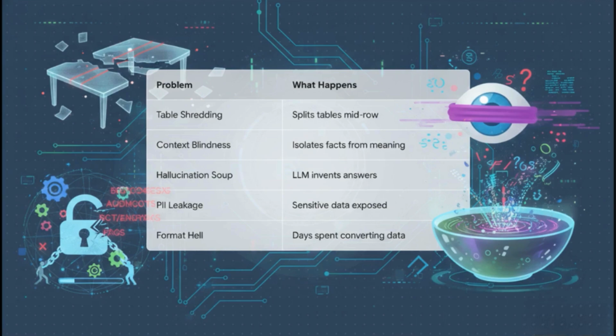First, you've got table shredding, which just destroys any structured data. Then there's context blindness, which rips facts away from their meaning. That, of course, leads to hallucination soup, the inevitable result. You've also got PII leakage, a huge compliance nightmare. And last but not least, format hell, which is just a total productivity killer.